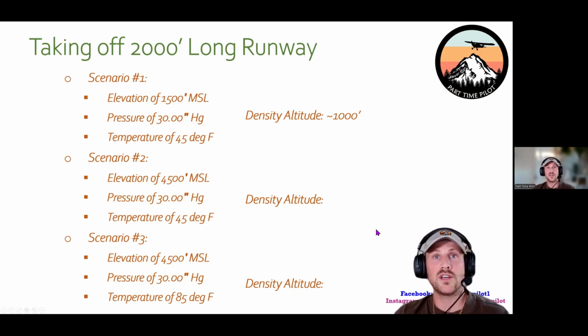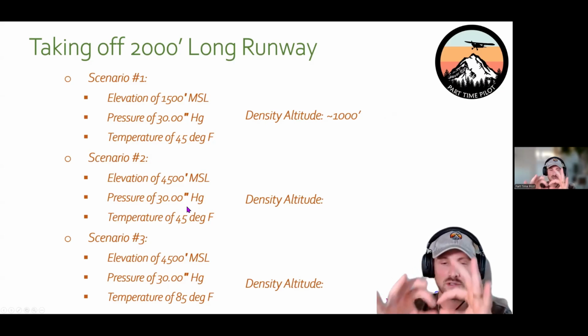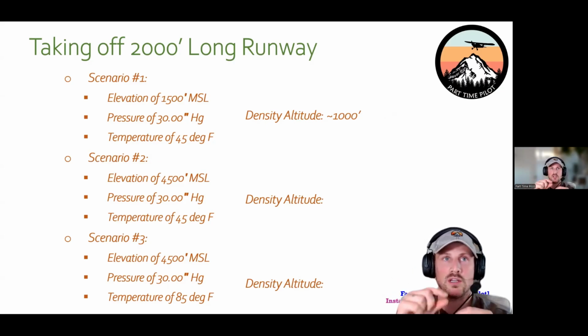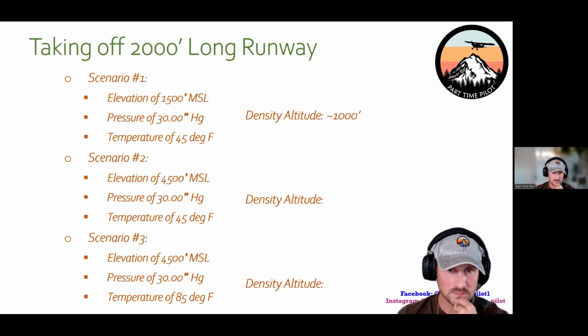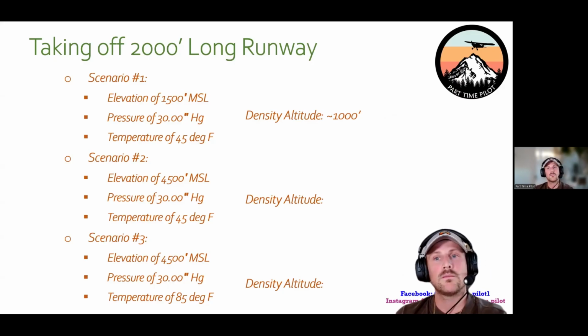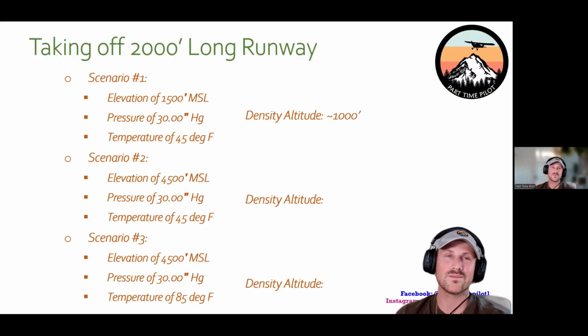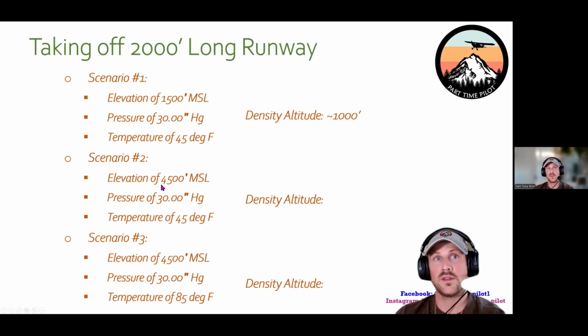All right, so let's do scenario 2. Now, I want you guys in the chat, in the same little message, to put your pressure altitude and the density altitude that you get. So do both steps in one. If anybody needs a reminder of the steps, let me know. Scenario 2, the only thing changed is the elevation. The elevation is now 4,500 MSL.